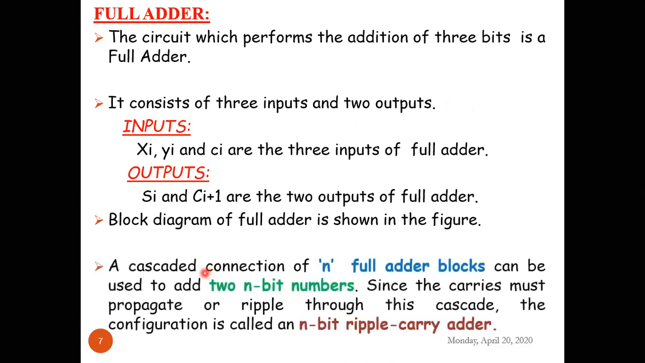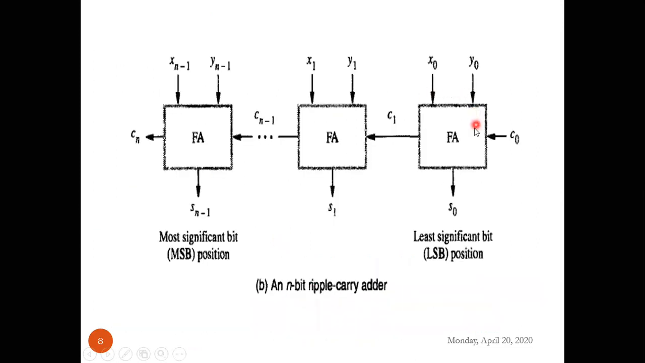So here you can see a cascaded connection of n full adder blocks can be used to add 2 n-bit numbers. Since the carries must propagate or ripple through this cascade, the configuration here we call it as n-bit ripple carry adder. You can see with the diagram here, I require one full adder for the 0th stage where my inputs are x0, y0, and initial carry c0, and sum s0 and carry c1 to the next stage.